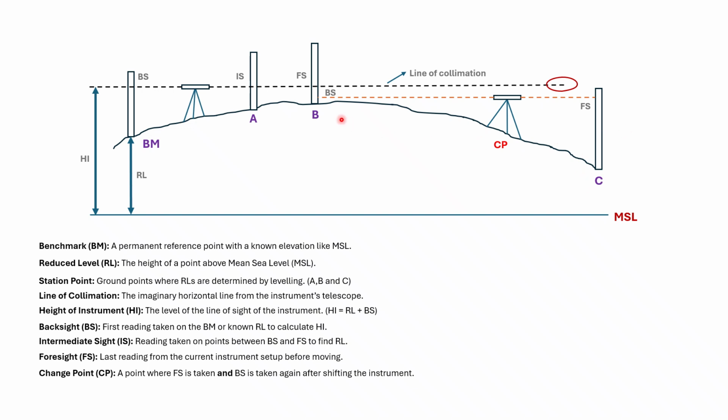Now the point B has two readings, the foresight for setup A and the backsight for, let's say, the second setup. So how would we get the elevation at point C? Similarly, we know the height of instrument, so we would be subtracting the foresight from the height of instrument, and then we would get the reduced level at point C.